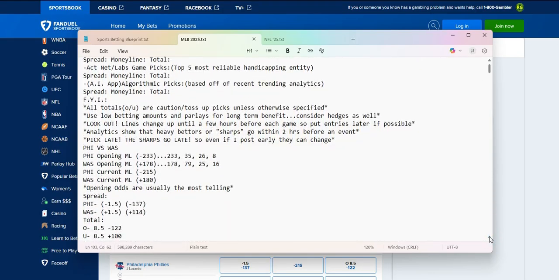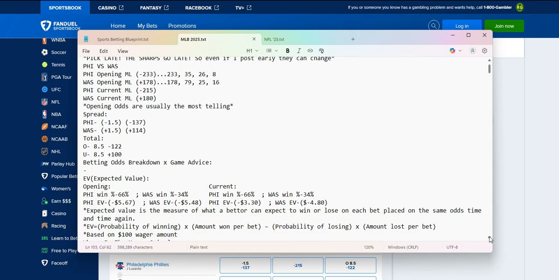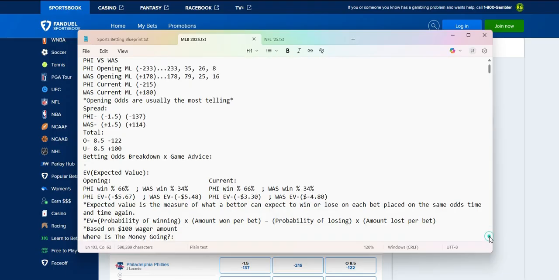Let's go with the next one. Phillies versus Nationals. Minus 233 opening for the Phillies, plus 178 for Washington, minus 215 for the Phillies, and plus 180 for Washington. Minus 1.5 spread at minus 137 for the Phillies. Washington plus 1.5 at plus 114 on the run line, that is.